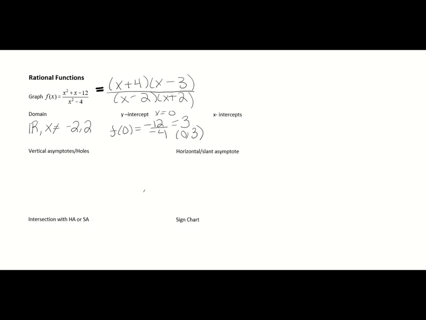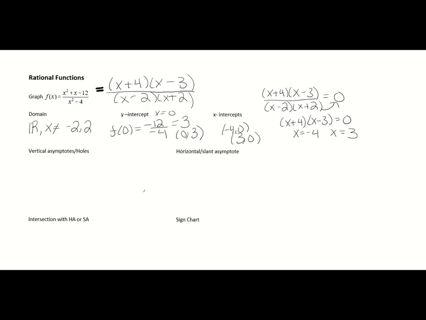Now the x-intercept is when you take your function and y is 0. So that y is f of x, so you set this all equal to 0. Now I'm going to bring this over here. Anything times 0 is 0, so I'm going to be left with x plus 4 times x minus 3 is equal to 0, which gives me that x is negative 4 and x is positive 3. So I have 2 x-intercepts, one at negative 4 and one at (3, 0).